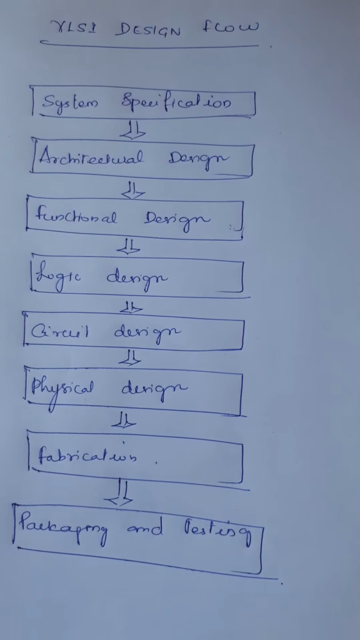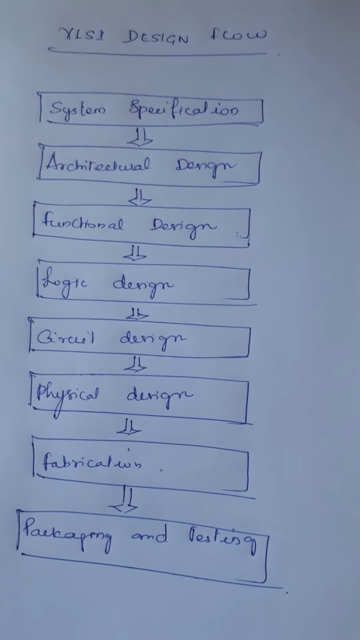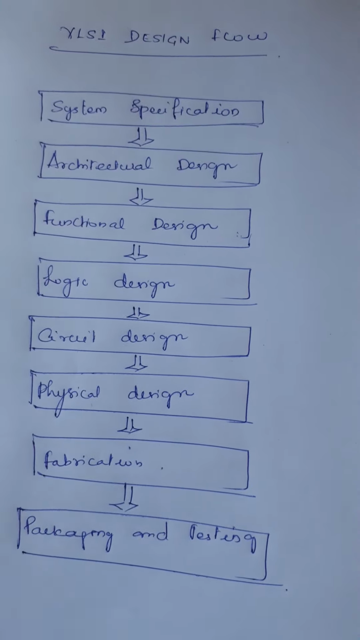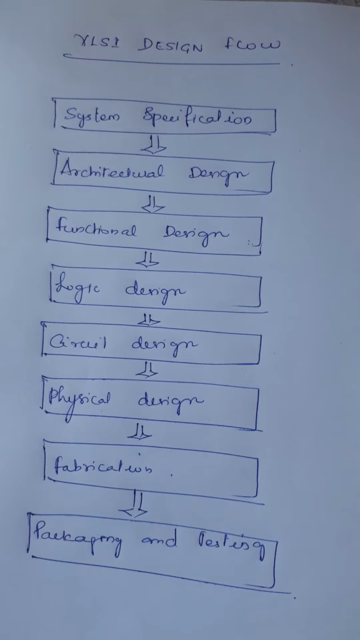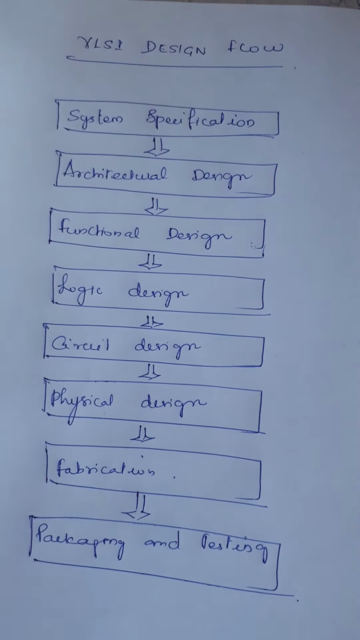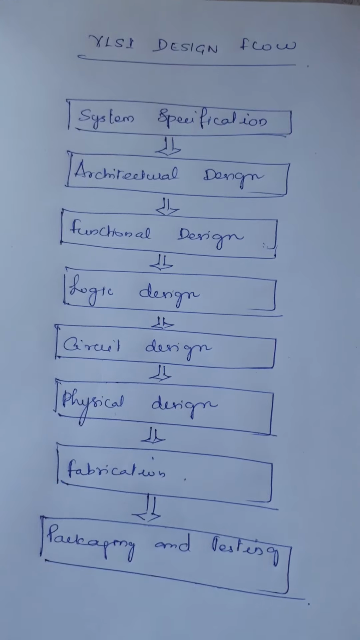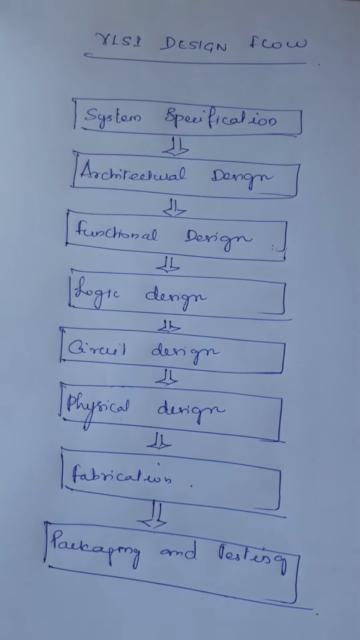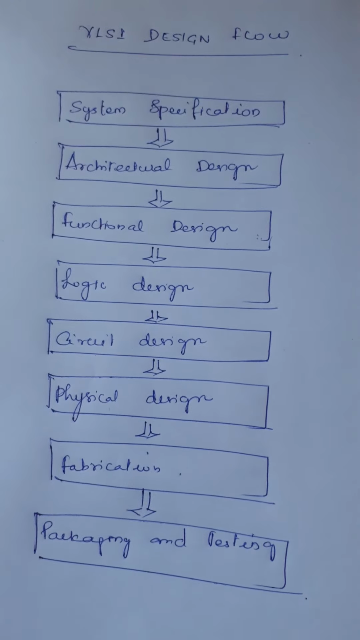Chips used in printed circuit boards are packaged in dual inline package, that is DIP, pin grid array, that is PGA, ball grid array, that is BGA, and quad flat package. Then chips used in multi-chip modules are not packaged, since MCMs use bare or naked chips. So this is about the VLSI design flow.